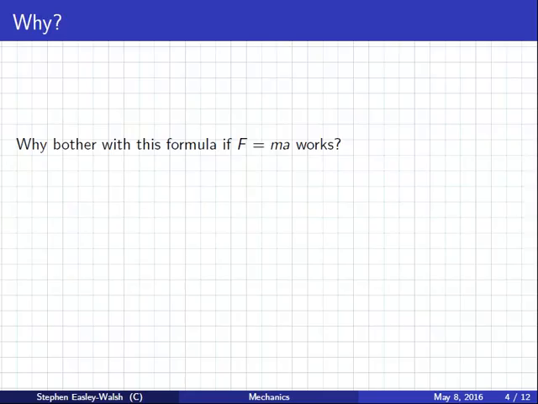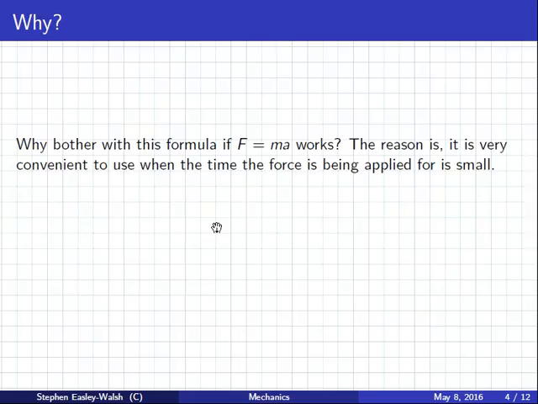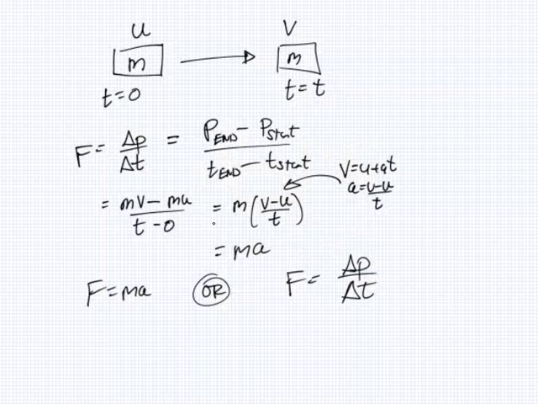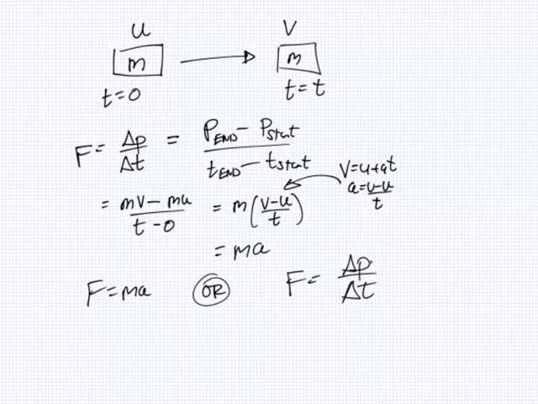So why bother? Why bother with this new formula if F equals ma works just as well? Well, the reason is it's very convenient to use when the time is very small, or when we want to know something called the impulse. Impulse is the change in momentum. That is, impulse is the delta p. So if you need to know the impulse, then really you have to use that formula. Because you can kind of picture knowing the F, knowing the t, and wanting the delta p.